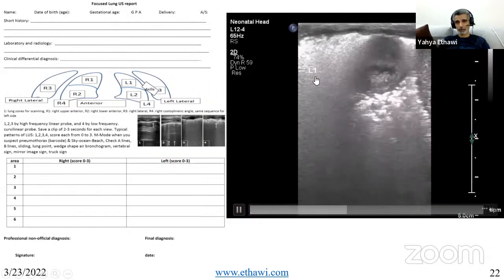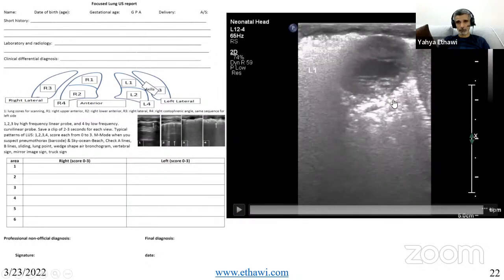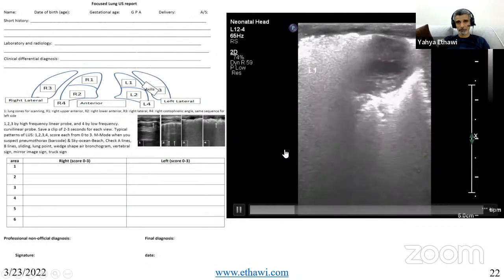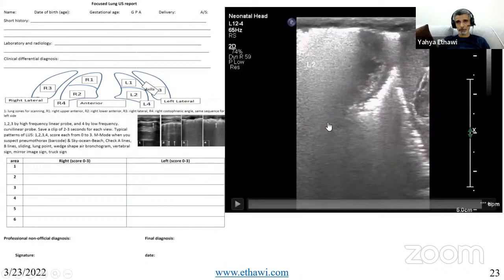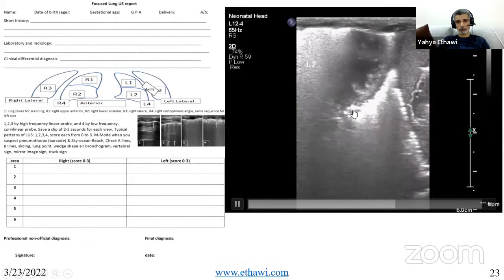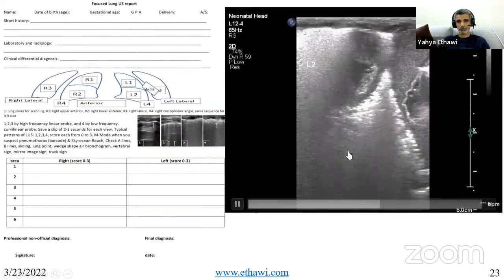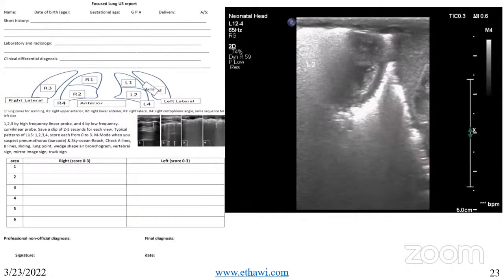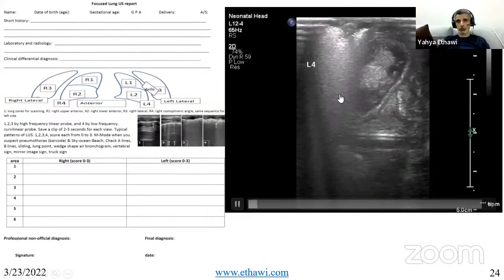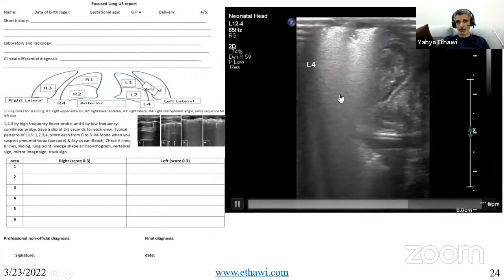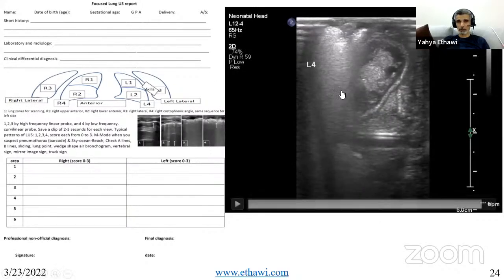So I repeated the L1 again, and it's now super clear behind the heart. You can see L1, L2, now super clear below the heart and at the diaphragm. Clear? Yes. If we go to L4, no, I don't know what is L3, maybe I lost it. But again, now it's more clear.